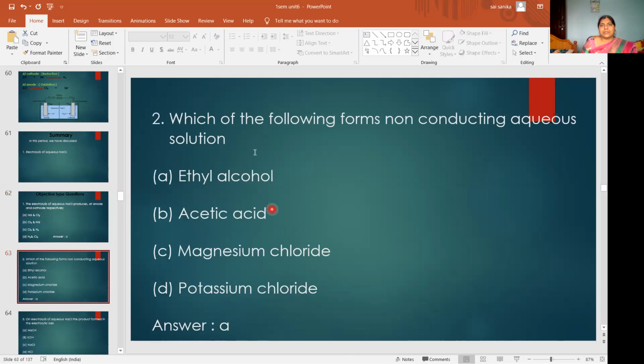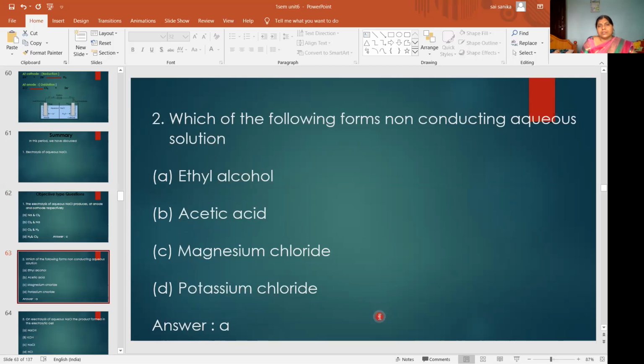So come to the next question. Which of the following forms a non-conducting aqueous solution? Here some solutions are given. Among the solutions, which is a non-conducting aqueous solution? A, ethyl alcohol, B, acetic acid, C, magnesium chloride, D, potassium chloride.